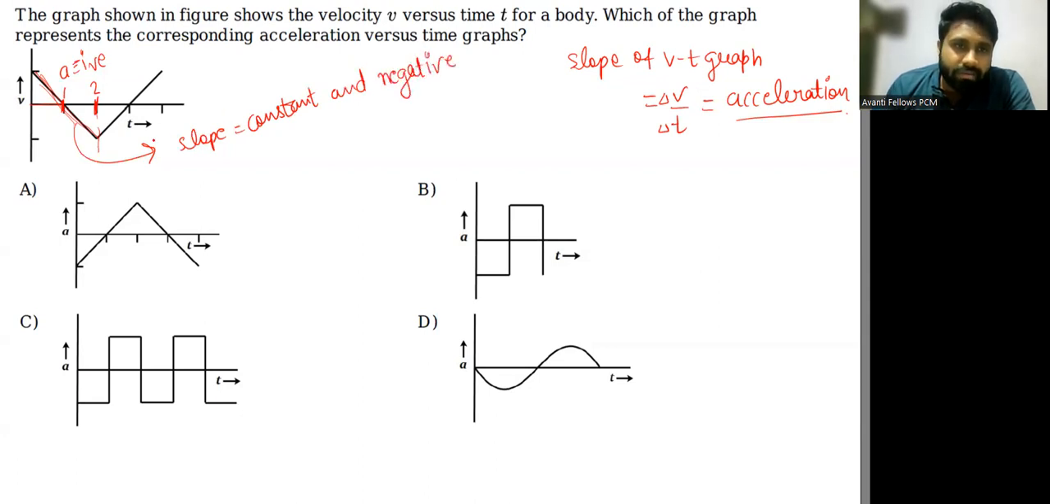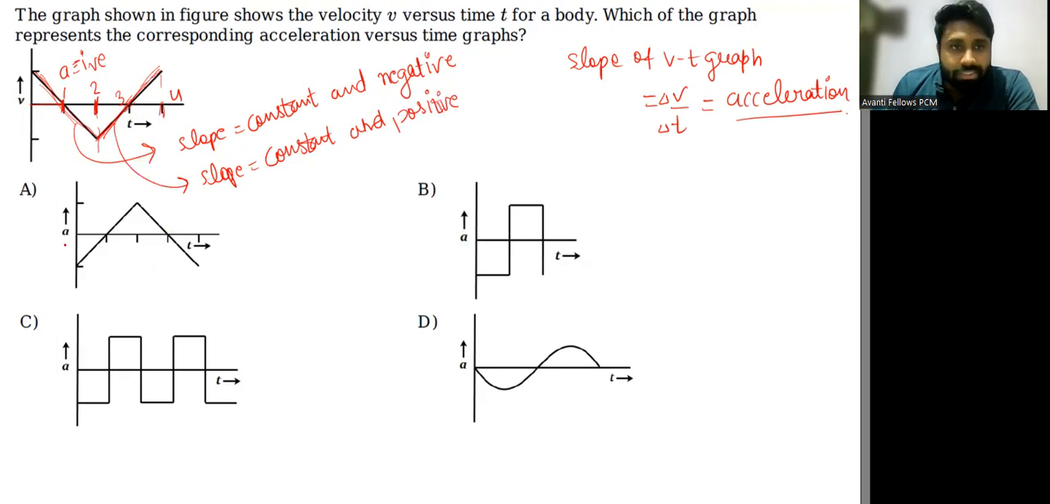Again, from this point 2, it will change its curvature and become positive, up to this point. This is point number 3. This is point number 4. So this will become positive. Now for this part, the slope is obviously constant, but it will now be positive.